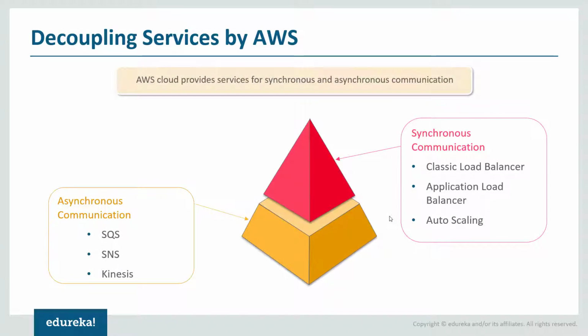AWS supports you with some services to build a decoupled architecture. If you want asynchronous communication, the important services are SQS, SNS, and Kinesis. But what if I want synchronous communication? You can use the Classic Load Balancer, Application Load Balancer, and Auto Scaling features.